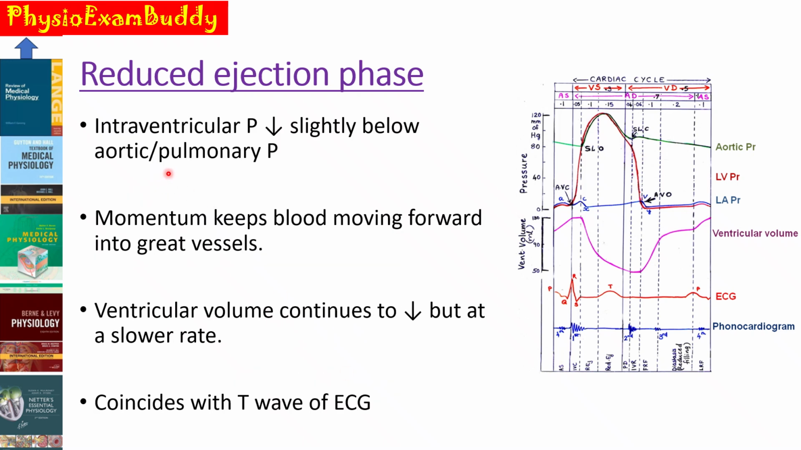So, though the intraventricular pressure falls slightly below that of the aortic or pulmonary pressure, momentum will keep the blood moving forward into these great vessels, and the ventricular volume continues to decrease but at a slower rate. And this phase coincides with the T wave of the ECG. So here the volume will decrease further, which is shown by a slight downward slope here, and again the pressure will also decrease during the reduced ejection phase.